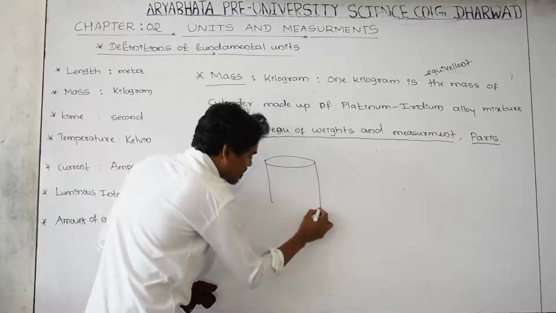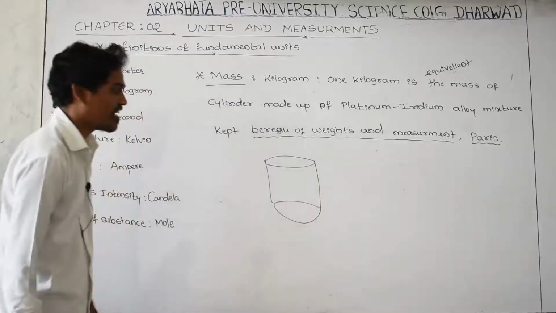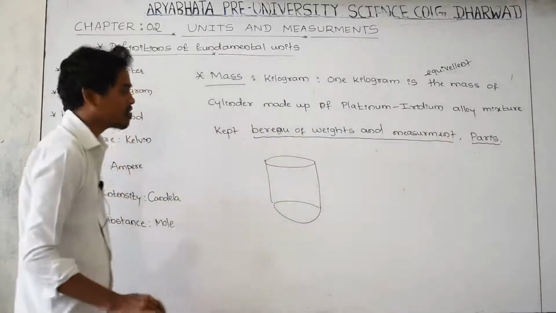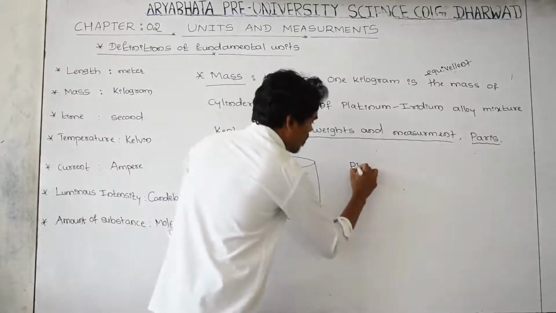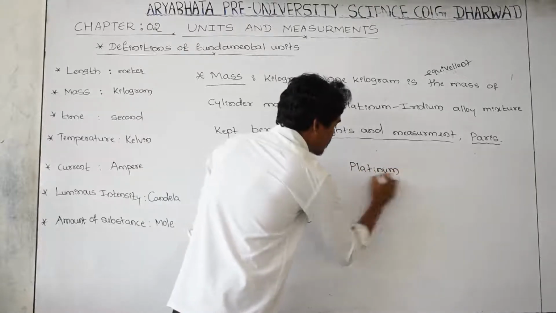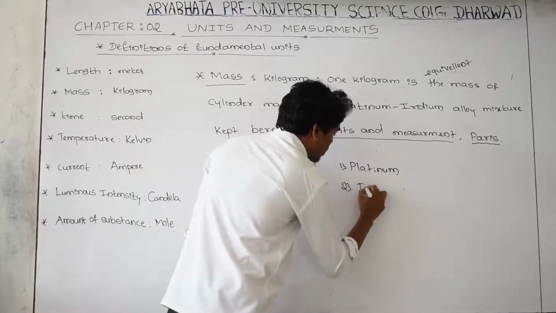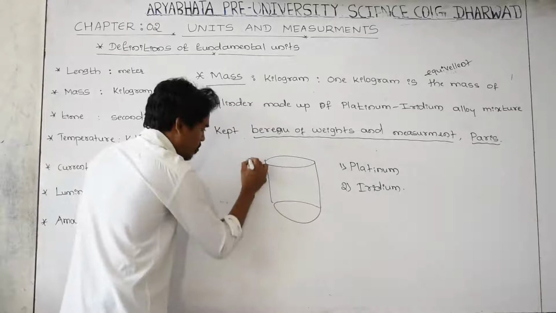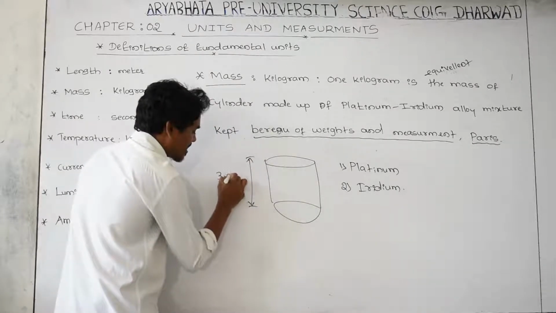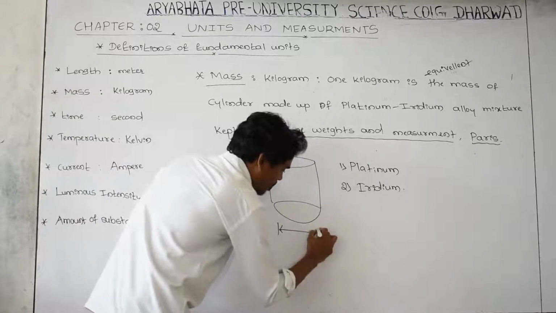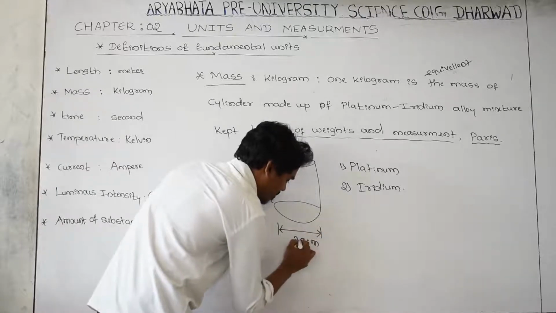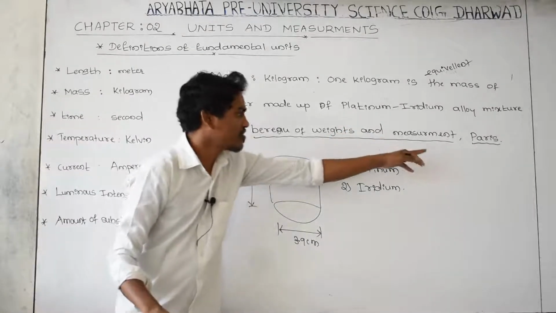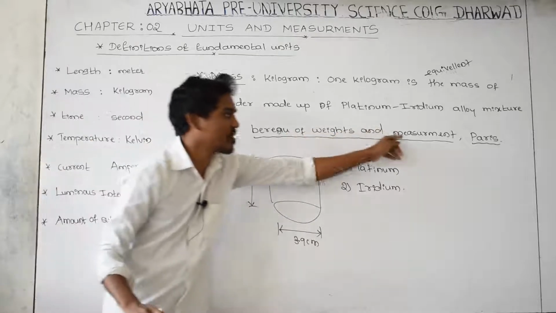That cylinder is made up of two metals, a mixture of two alloys they have used. One is platinum and another one is iridium, and its length is equal to 3.9 centimeter and breadth is also 3.9 centimeter. Length and breadth both are same. This is a cylinder kept in Paris, in the Bureau of Weights and Measures.